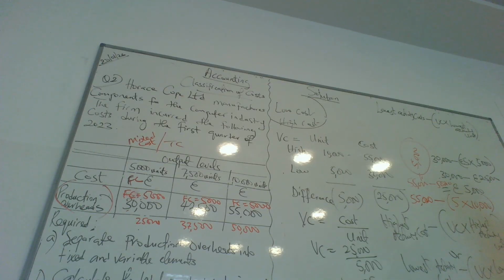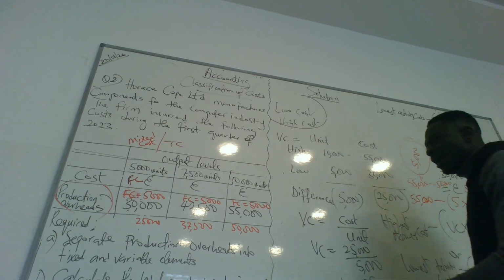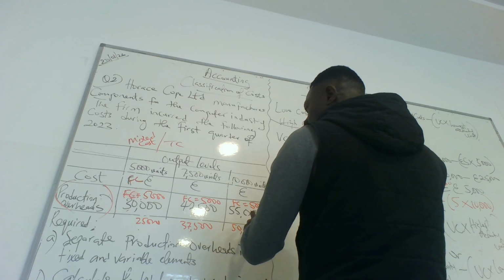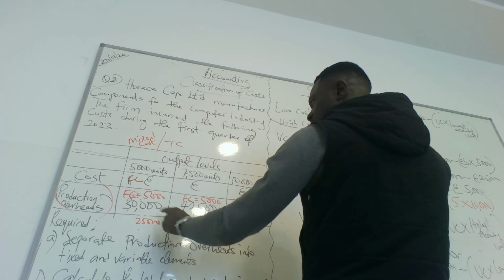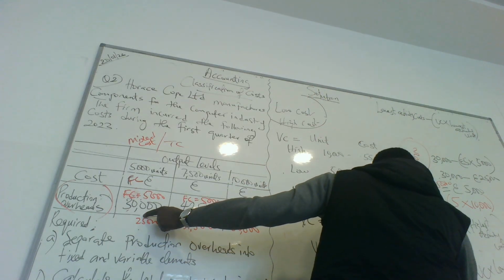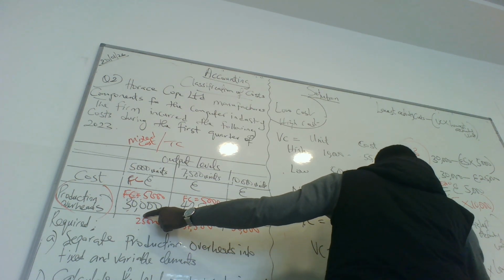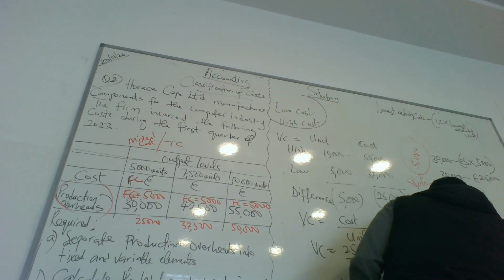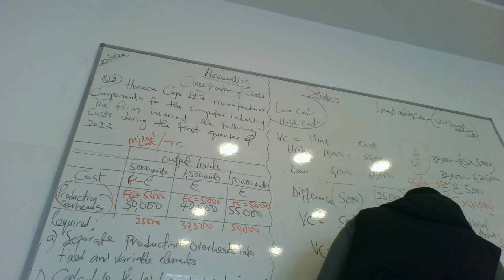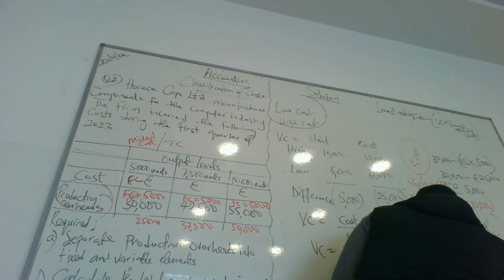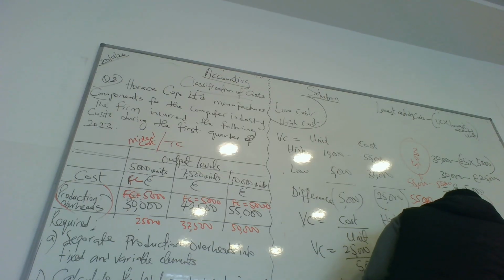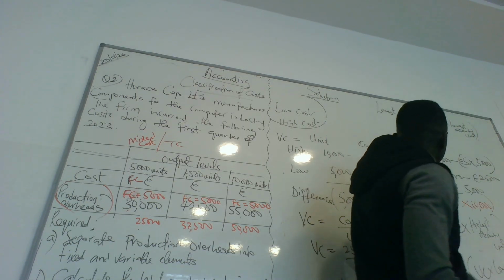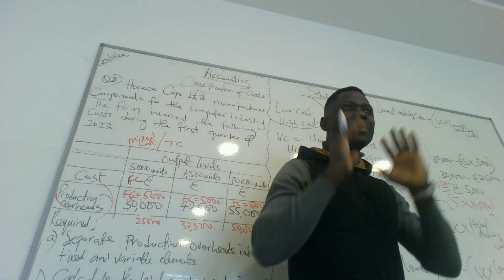Do you get it now? Then our lowest activity, in terms of cost, is 30,000. 30,000 minus VC multiplied by lowest activity units, 5,000. So that's 30,000 minus 25,000. So our FC here is 5,000. They are the same. 5,000, 5,000. Now we have our fixed cost.